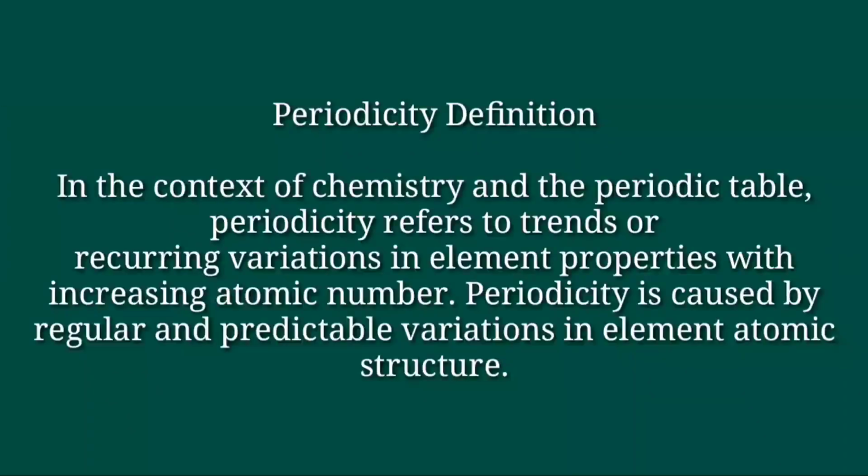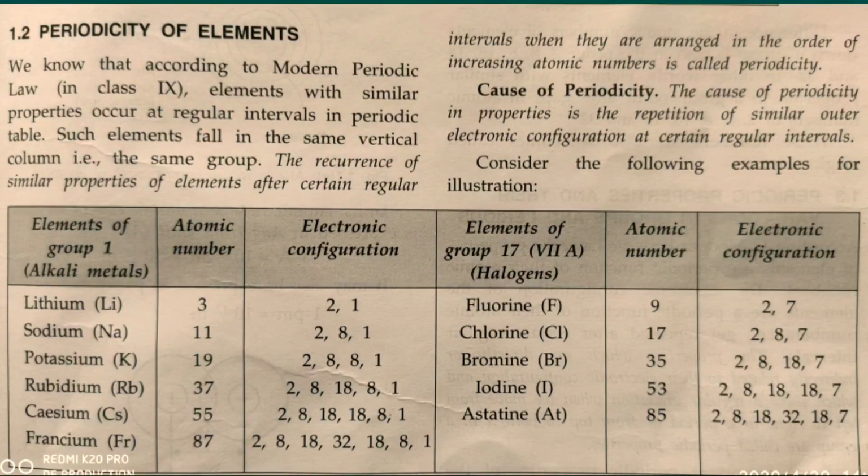Now we know that according to the modern periodic law, elements with similar properties occur at regular intervals in the periodic table. Such elements fall in the same vertical column, that is, the same group. The reoccurrence of similar properties of elements after certain regular intervals, when they are arranged in the order of increasing atomic number, is known as periodicity.